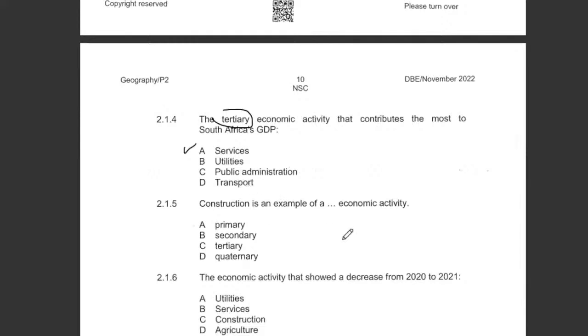Okay, construction is an example of which activity? Is it primary, secondary, tertiary, or quaternary? Obviously, this is a secondary activity.